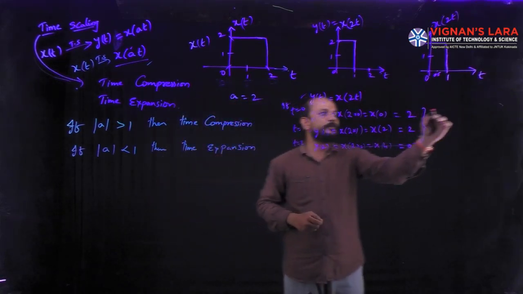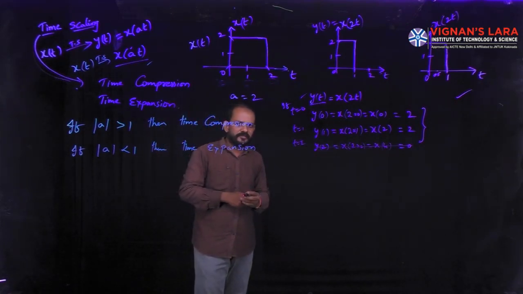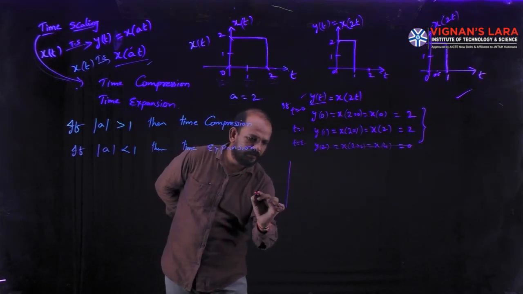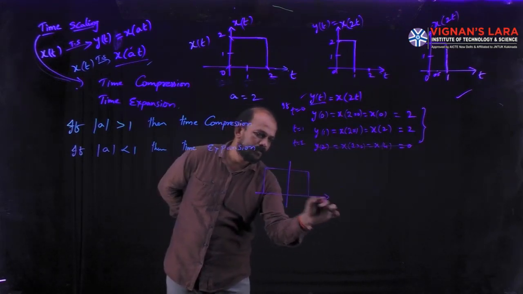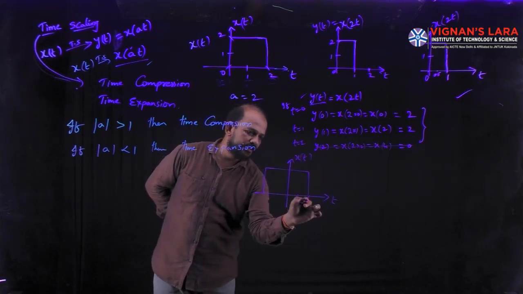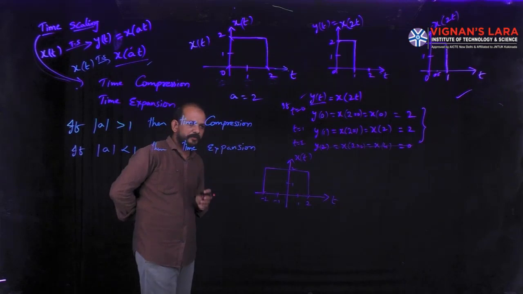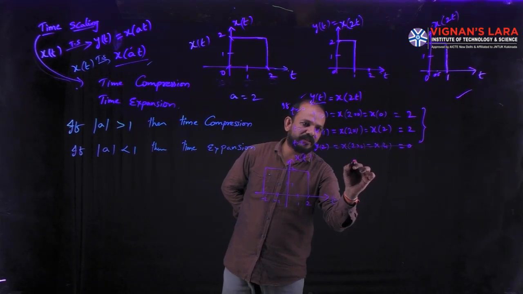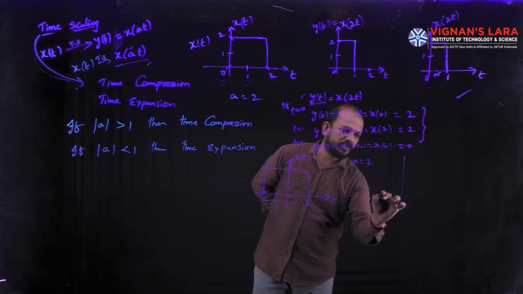Simple logic. Now, for a clear understanding, you can take another example. This is t and this is x of t. This is 1, this is 2, minus 1, minus 2. Now, here also I am taking a value a, the scaling factor, as 2. And how can I get the compressed signal?